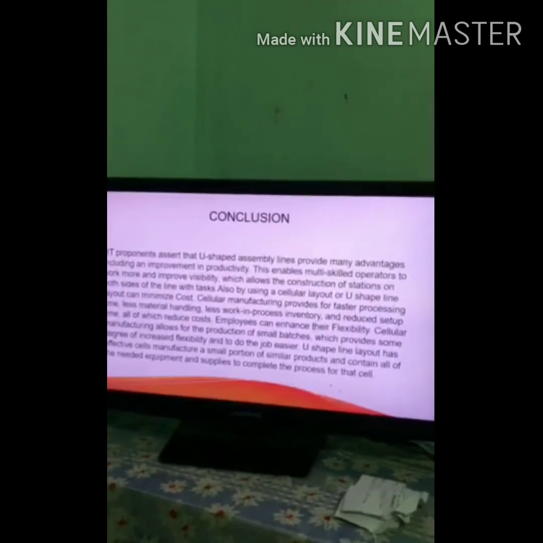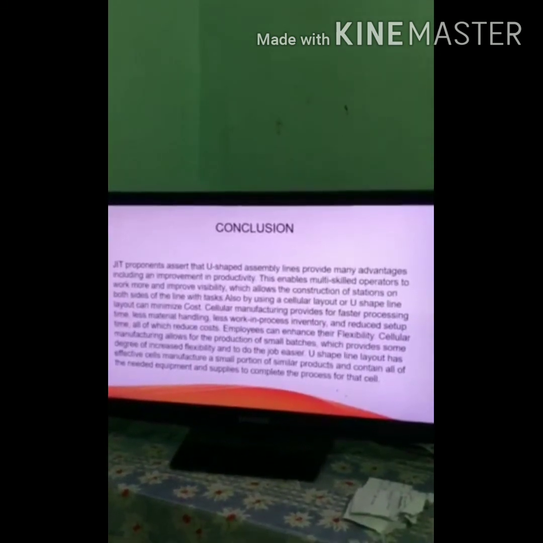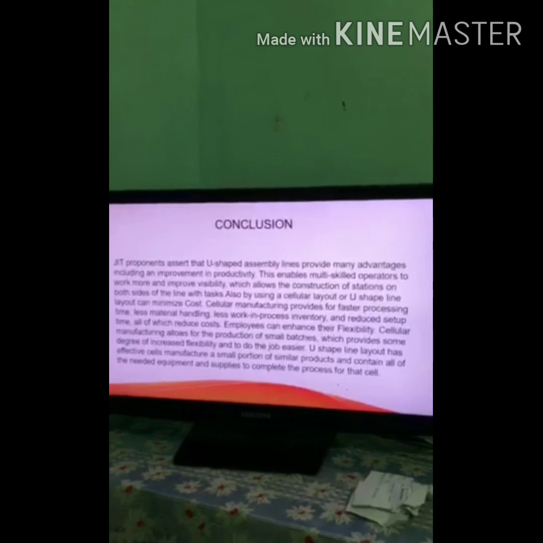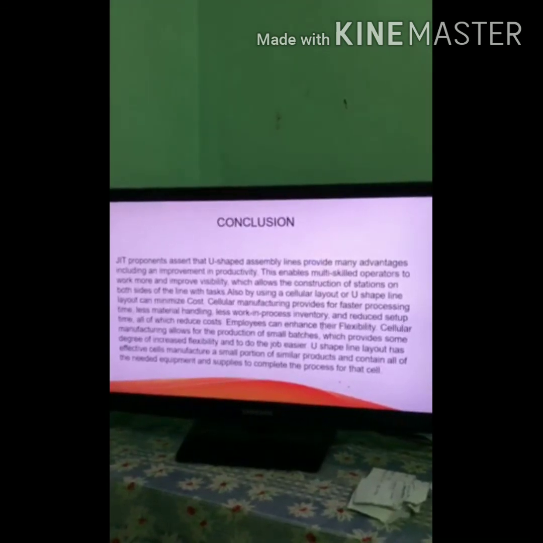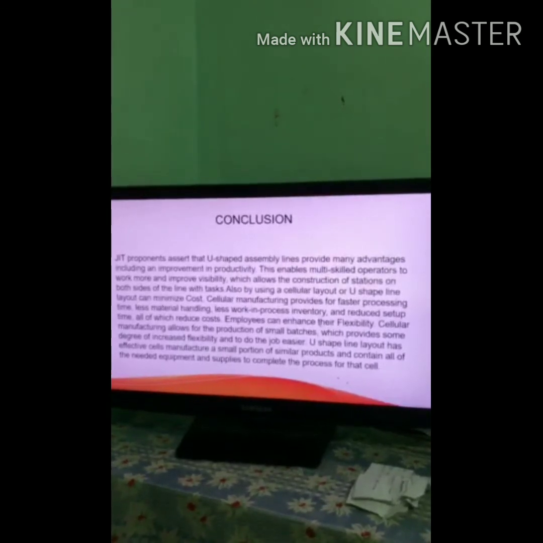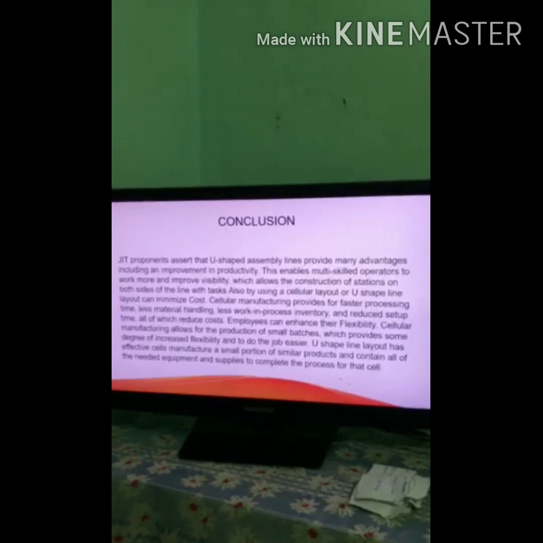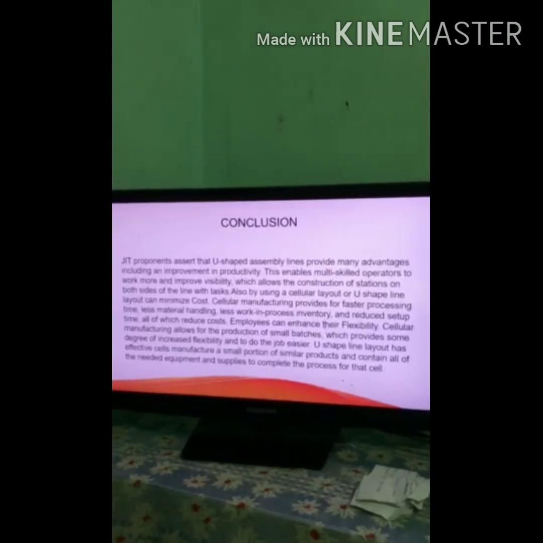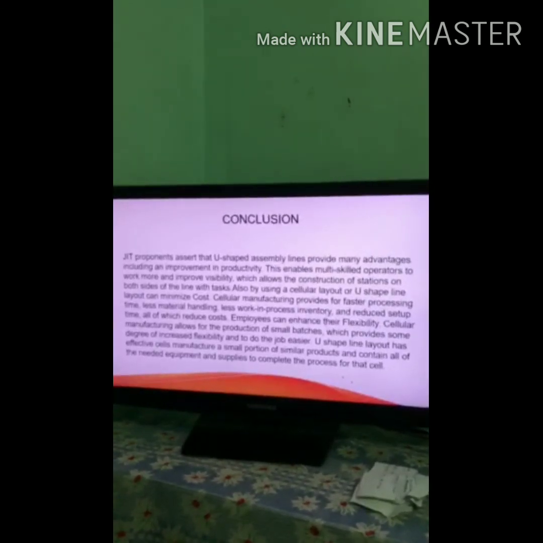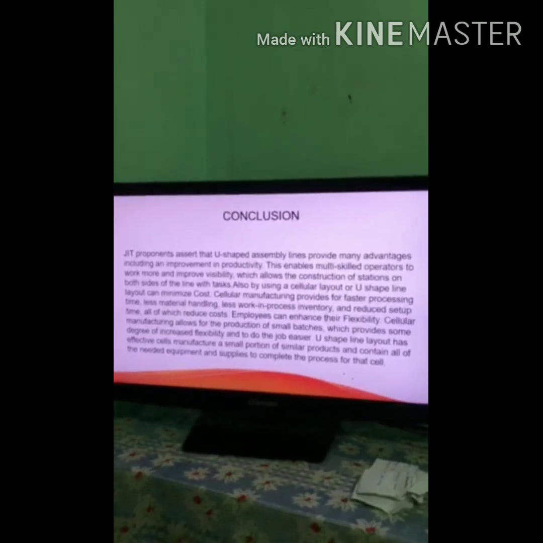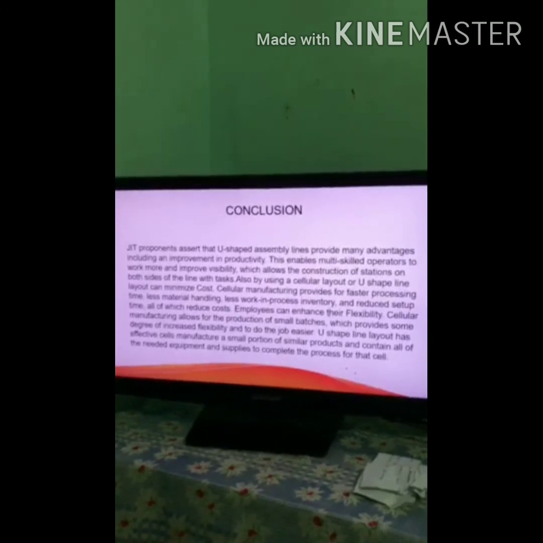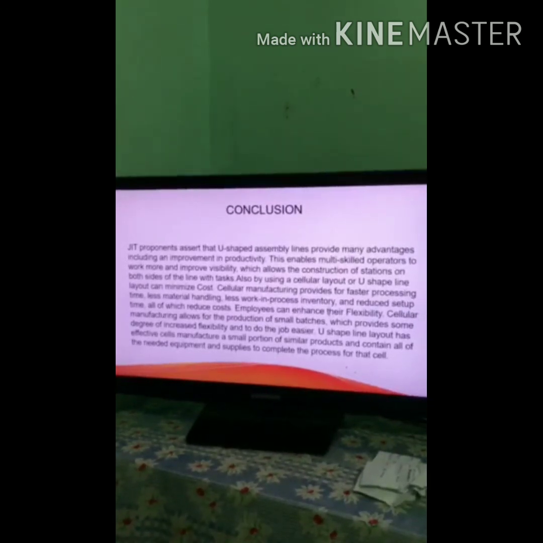Lastly, for our conclusion, just-in-time proponents assert that U-shaped assembly lines provide many advantages, including an improvement in productivity. This enables multi-skilled operators to work more, and improved visibility allows the construction of stations on both sides of the line with tasks. Also, using a cellular layout or U-shaped line layout can minimize costs. Cellular manufacturing provides for faster processing time, less material handling, less work in process inventory, and reduced setup time, all of which reduce costs.